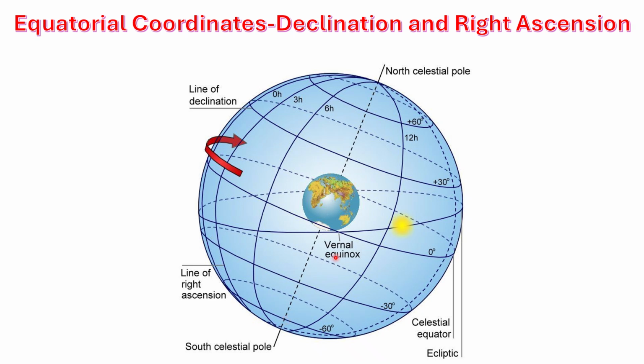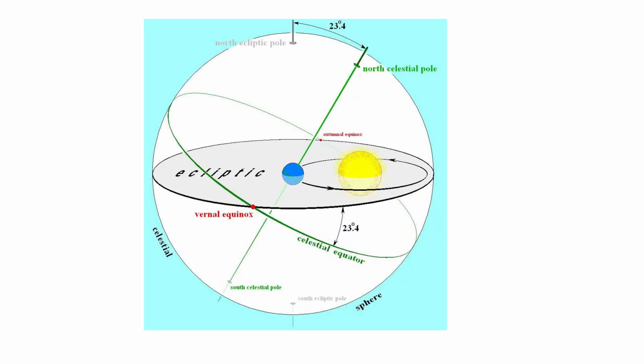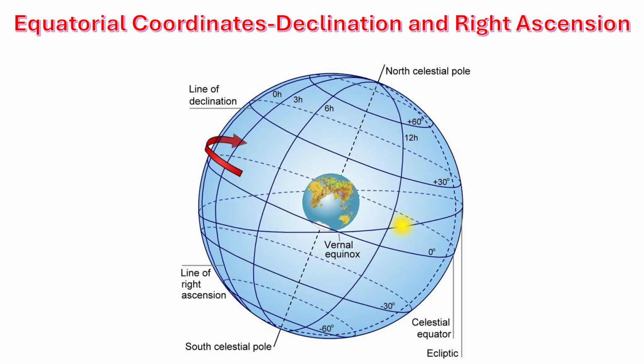The right ascension measures an object's position eastwards along the celestial equator starting from the vernal equinox. Vernal equinox, it is the point where the ecliptic intersects the celestial equator. This concept was already introduced in the previous video. Right ascension is expressed in hours, minutes, and seconds.